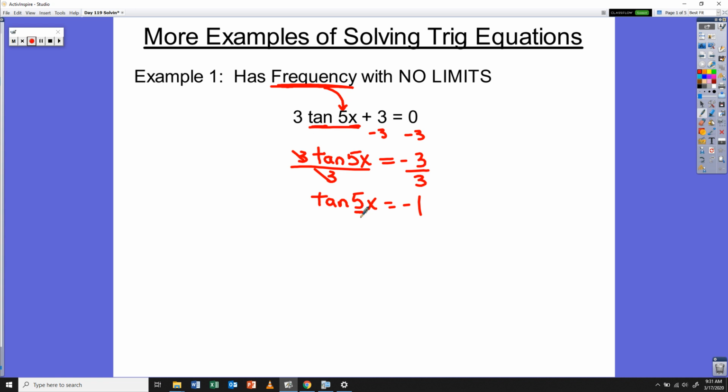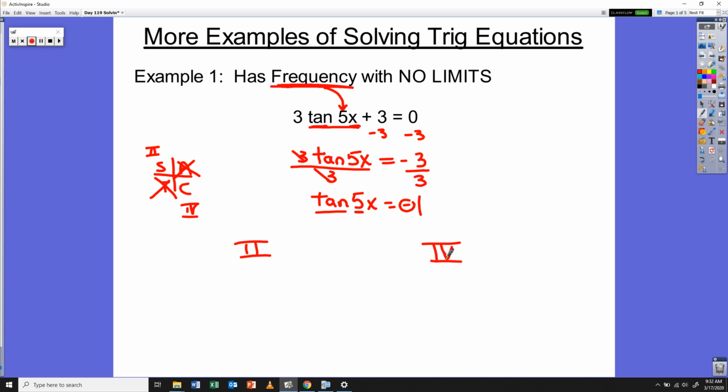The next thing you're going to want to do is make yourself a chart of where things are positive and negative, and we're looking for a tangent that's negative. That's not going to be quadrant 1 or 3, so we're talking about having an answer in quadrant 2, and also talking about having an answer in quadrant 4. So those are where my answers are going to come from, quadrant 2 and quadrant 4.